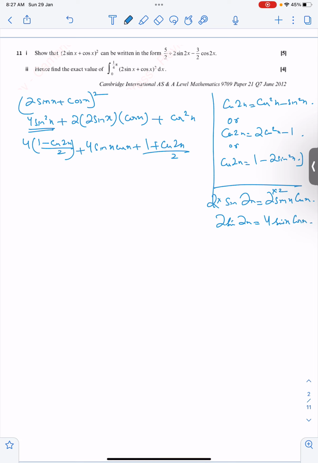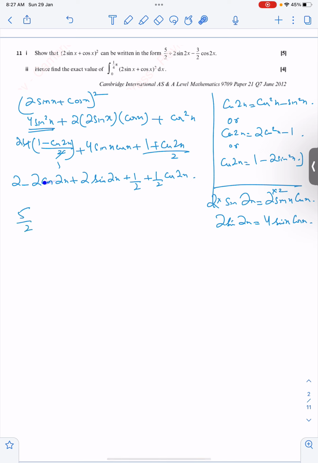Okay, so let's simplify this further. 2, 1 times, 2, 2 times. I'm left with 2 minus 2 cos 2x plus, instead of 4 sin x cos x, I'm writing 2 sin 2x, plus 1 upon 2 plus half cos of 2x. Now I'm adding the constants. Half plus 2 plus half is 5 upon 2.